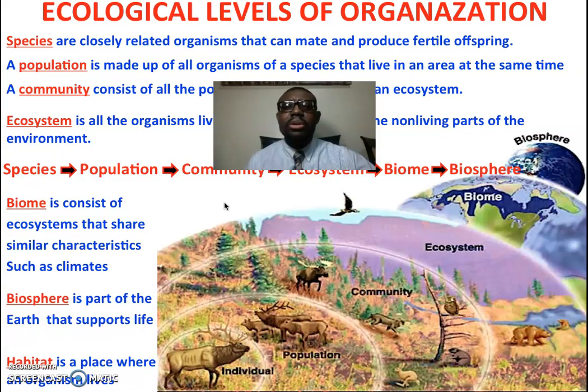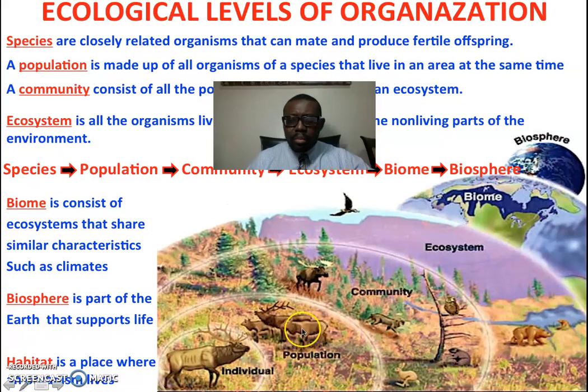The first one that we should look at is species. When we talk about species, species are closely related organisms that can mate and produce fertile offspring. So organisms that belong to the same species can compete for the same mate. If they don't belong to the same species, that means they are not going to compete for the same mate. Population is made up of organisms of a species that live in an area at the same time. Population is simply the total number of organisms of a species that live in an area.